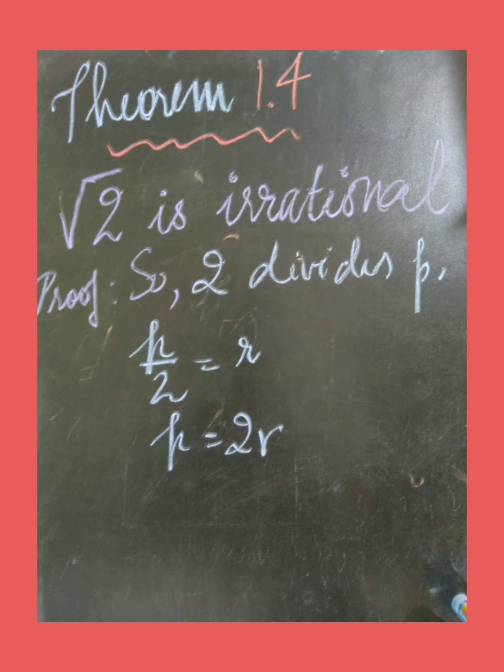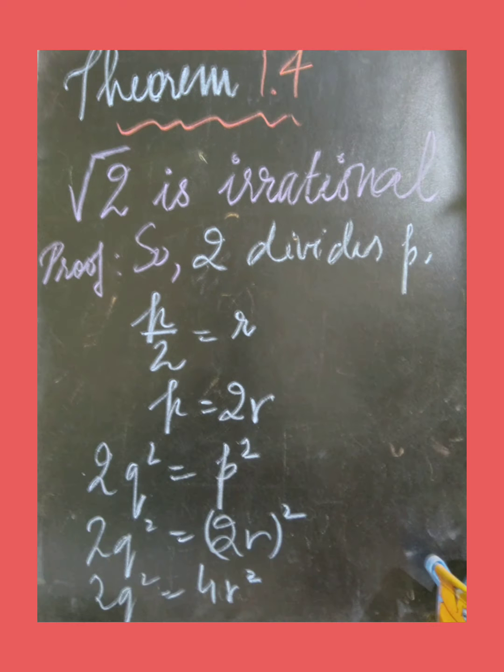Now as I said that 2 divides p according to theorem 1.3, p by 2, let's say, is equal to r. So I can write p is equal to 2r. I have taken any number r, and this can be any natural number. So p is equal to 2r, and I will place 2r instead of p now.